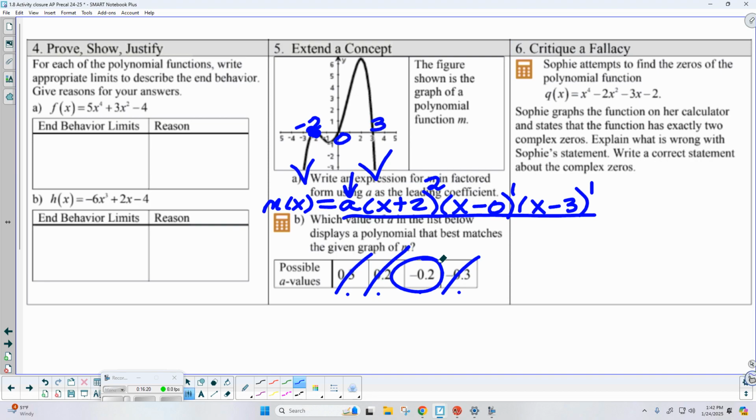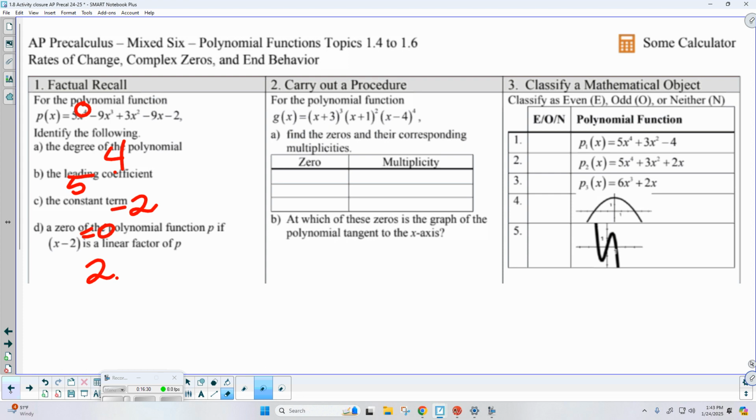All right, one more. 2. Okay, let's do 2. So it says carry out a procedure. For the polynomial function g, find the zeros and their corresponding multiplicities. Well, this one's already factored for me, so I'm going to go ahead and set each one of these groups equal to 0.